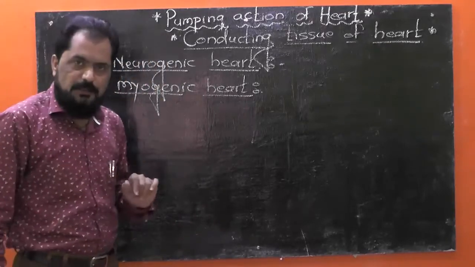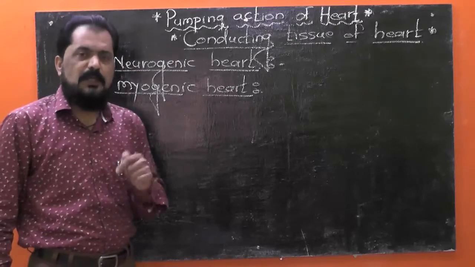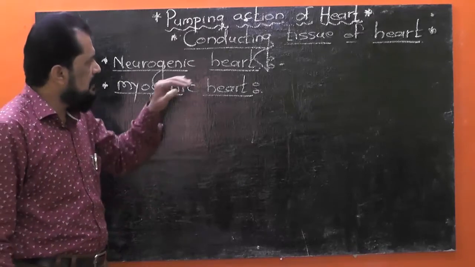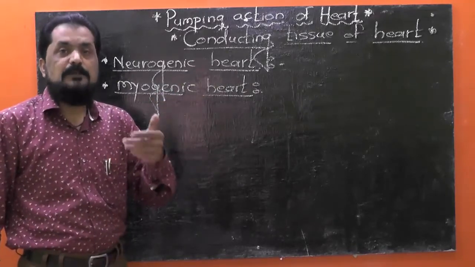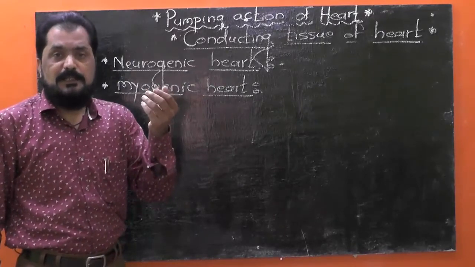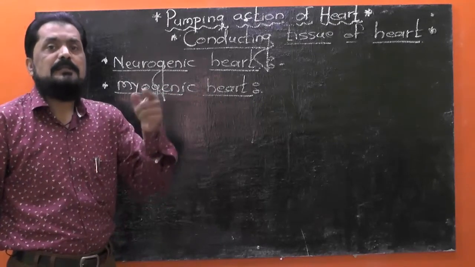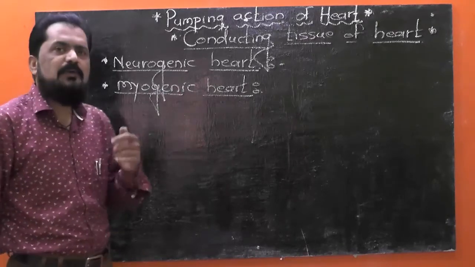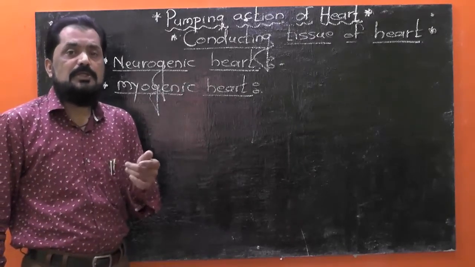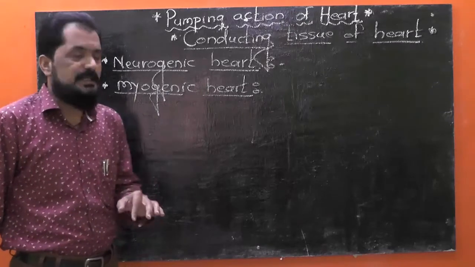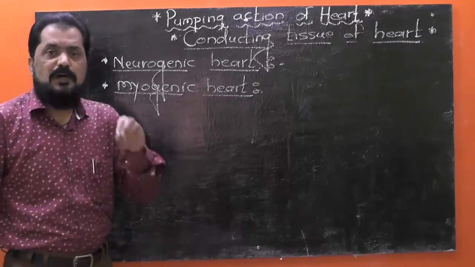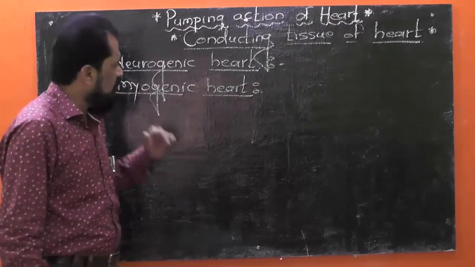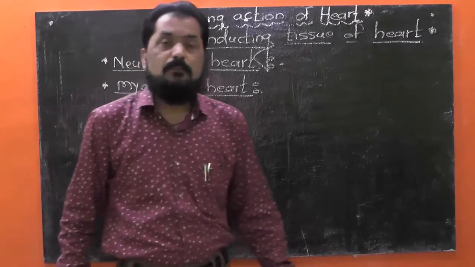Neurogenic and myogenic. Here neuro stands for nervous tissue, genic stands for genesis. It means in this type of heart, the heartbeat, the wave of contraction, that electric impulse is generated by nervous tissue. While in the myogenic heart, myo stands for the muscle, the heartbeat is generated by the muscles of the heart itself. Therefore, it is known as the myogenic heart.